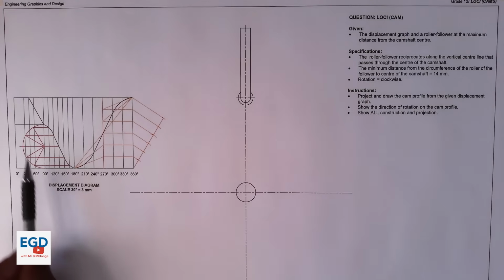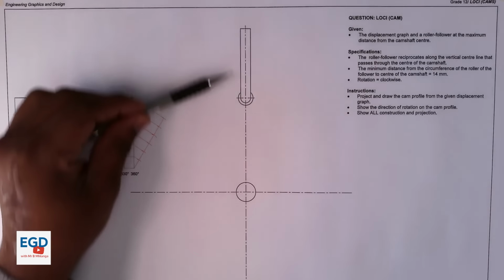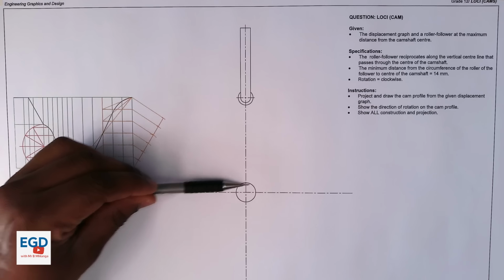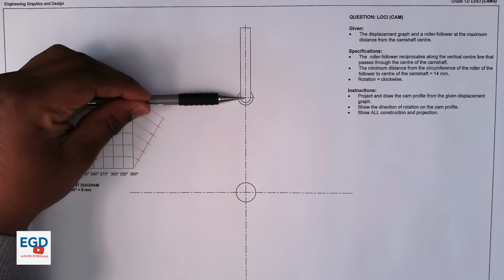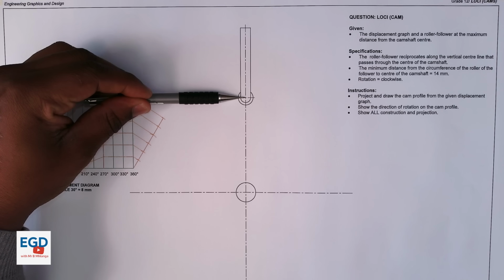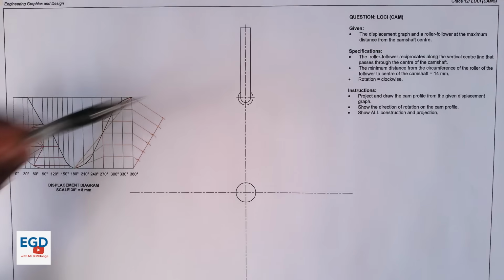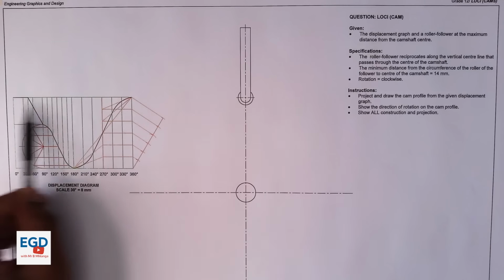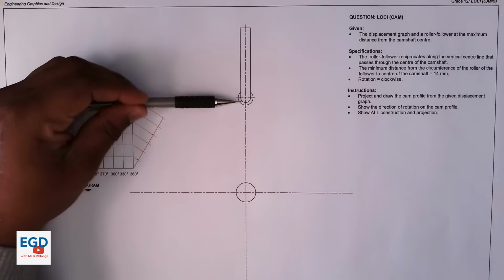This is the displacement diagram and this is the roller follower. As you can see, from the center of the camshaft to that position, it's the maximum height. Why? It's because that's where the diagram starts. So this is the maximum.